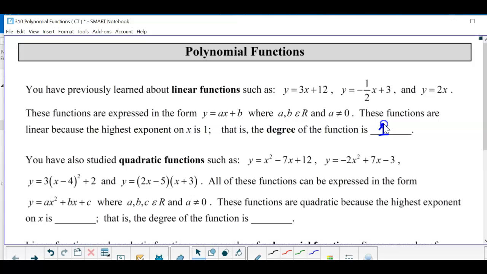Okay. We also studied quadratic functions in the last unit. So y = x squared. X squared is the highest degree term. The first two are in standard form, then this is in vertex form, and this is in factored form. All of these can be expressed in standard form, so y equals expanded out and like terms collected. These are quadratic because the highest exponent on x is 2, so the degree of the function is 2.